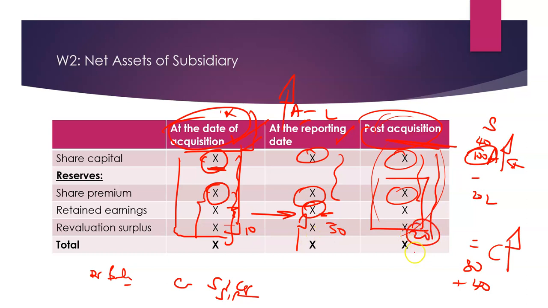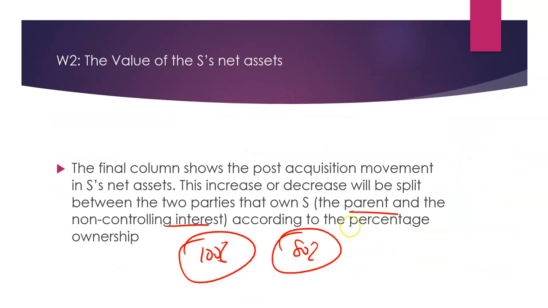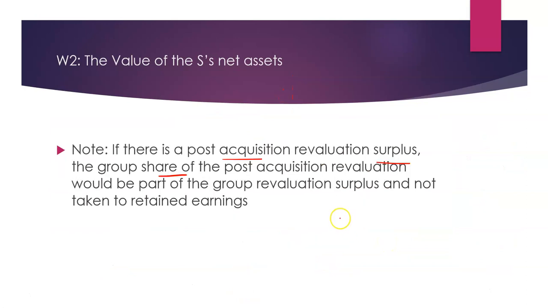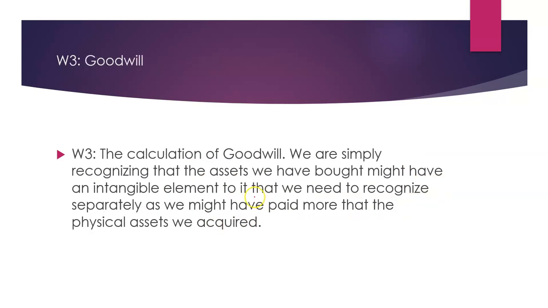This 20 must be split. And of course, this movement here will not go to profit. It can't, because it's not profit. It's a revaluation. It's not taken to retained earnings. It's taken to the revaluation surplus of the parent.